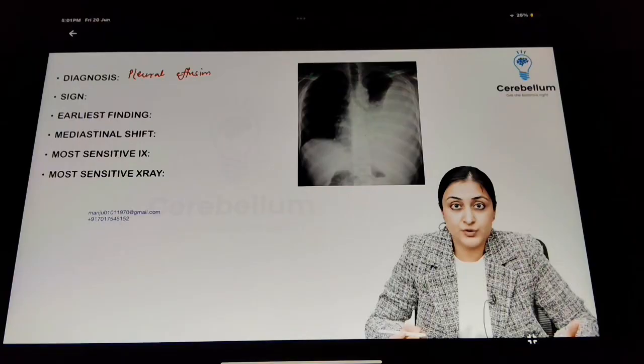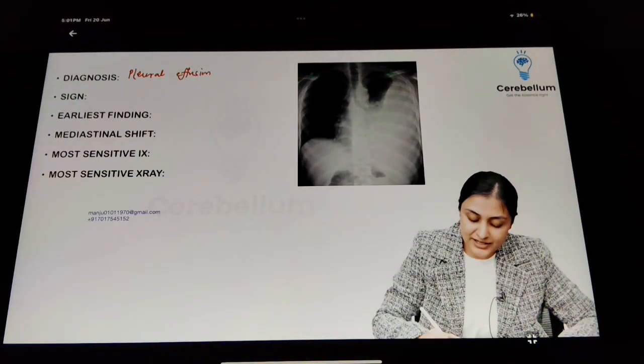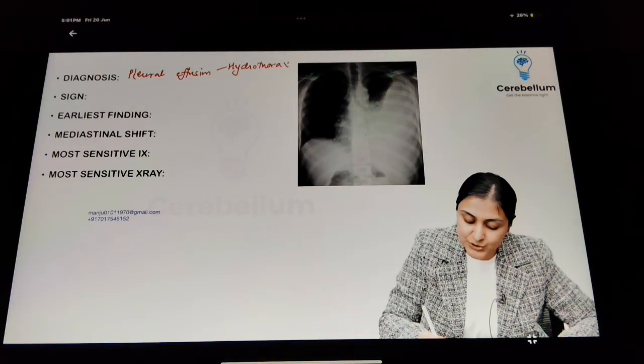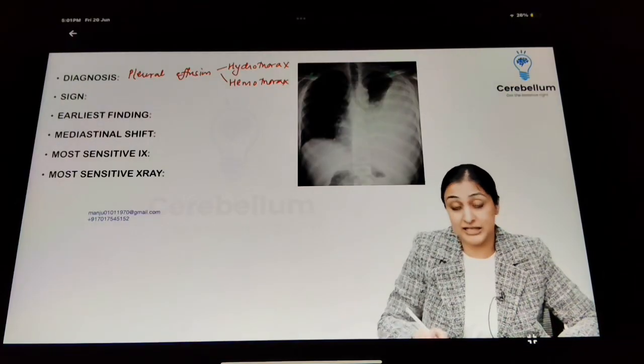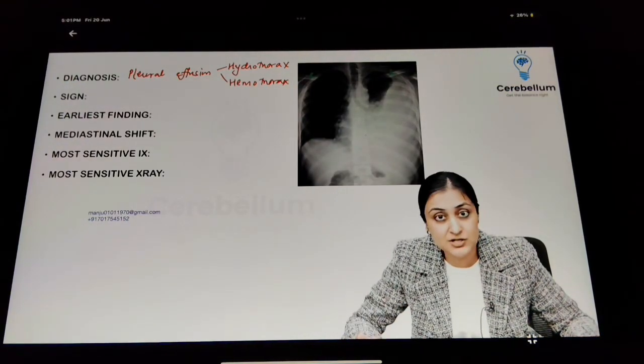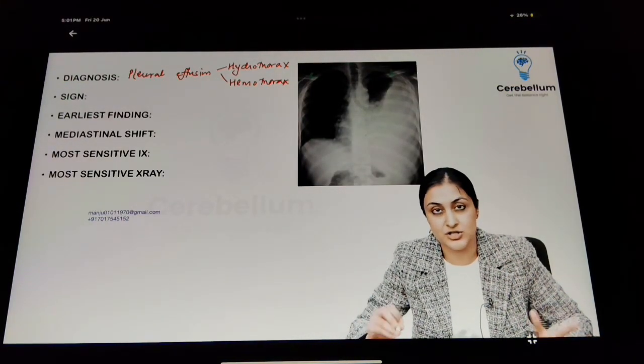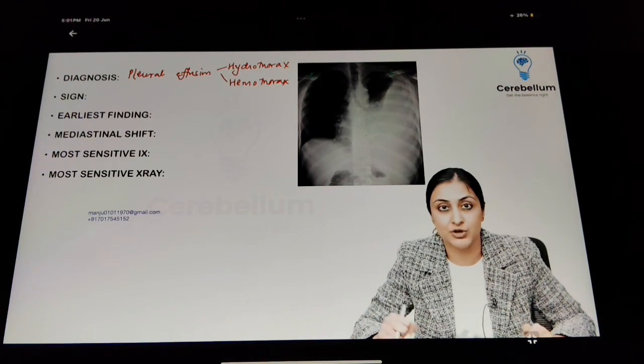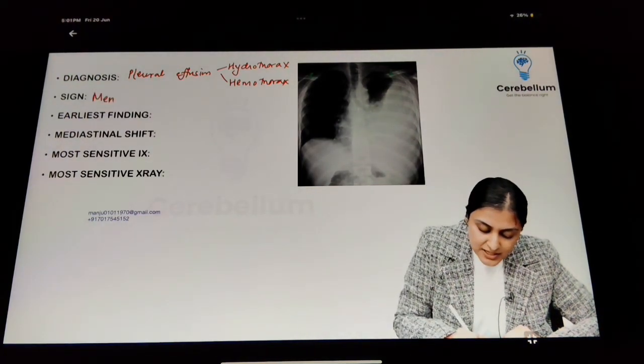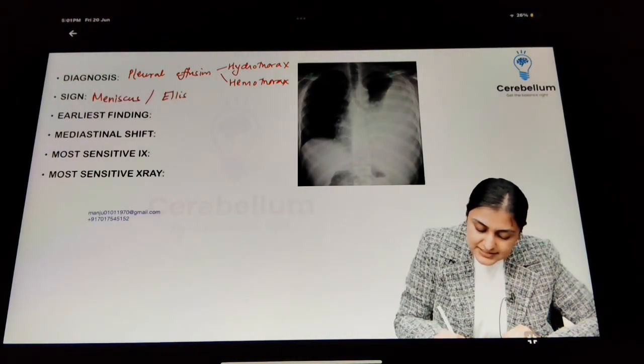Now, if this is just fluid, that is what we call a hydrothorax. But in context of trauma, this is what you may also call hemothorax. Everything is going to be same radiologically. Whether it is blood, whether it is chylothorax, whether it is hydrothorax, it all looks the same on radiology. So it's the history that will tell you whether it's pleural effusion or hemothorax, right? The sign, as we discussed, is the meniscus sign, also called Ellis S curve.